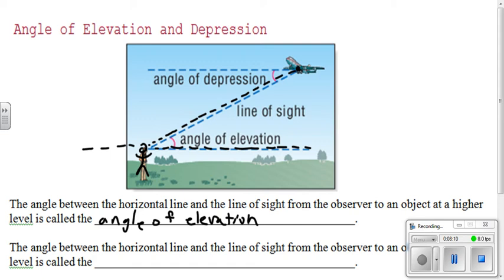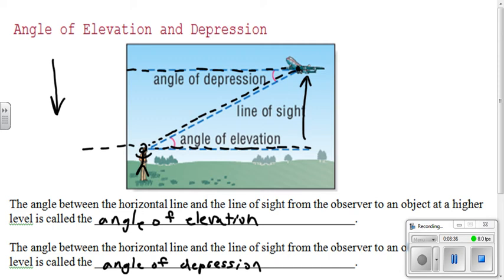And you can remember that because you think that from him up to the airplane there is an elevation. It's elevating. Now from the object looking down, we call that the angle of depression. And again, you can remember that because depressing something is pushing it downwards. So from the object looking down, that's where the observer is.